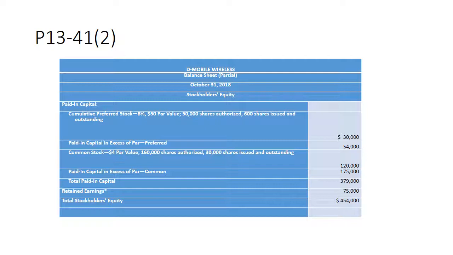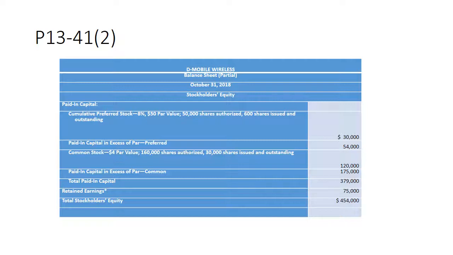So they have two transactions that increased common stock, which would total $120,000. They also had two transactions that affected paid-in capital in excess of par common. When we add those up, that equals $175,000. So when we add those 4 amounts together, total paid-in capital for this company is $379,000, which is the total amount the company received when they sold these shares of stock. We just split them up between various accounts because of par value.